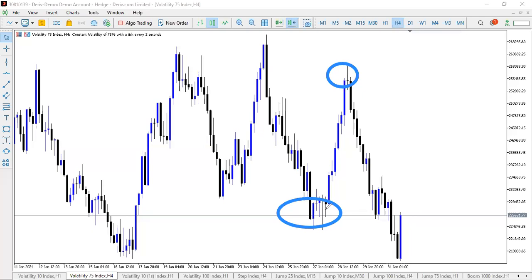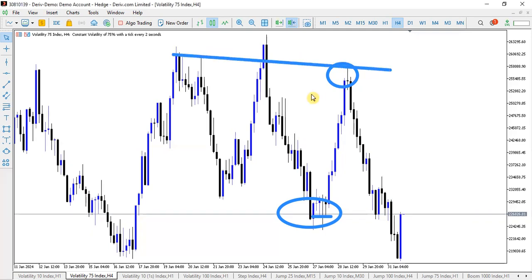If I miss these entries, then I do the retest on the smaller time frame, okay? So I can just take my entries here, my stop losses here, and then target the highs there.